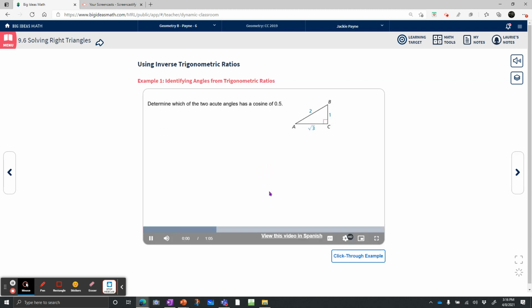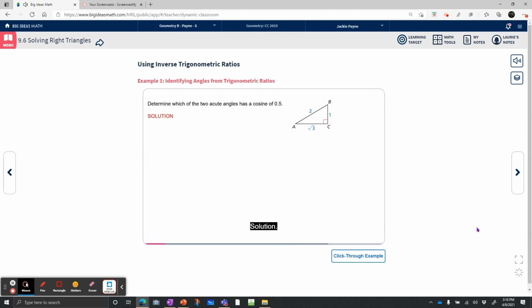Example 1. Determine which of the two acute angles has a cosine of 5/10. Solution. Find the cosine of each acute angle. The cosine of angle A is equal to the length of the leg adjacent to angle A divided by the length of the hypotenuse. The length of the leg adjacent to angle A is the square root of 3, and the length of the hypotenuse is 2. So, the cosine of angle A equals the square root of 3 divided by 2, which is approximately equal to 8,660 10,000ths.